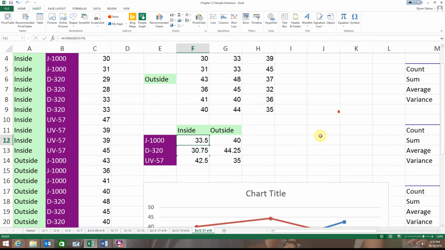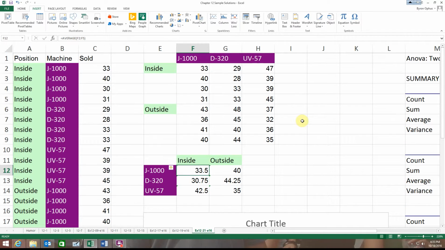Okay, to do that, you need to do this, and I kind of had to flop these things, right? But I've got my inside and outside up here, and then I've got my machines, and all I want to do then is the mean of these things. So I've got inside for the J1000s, that's going to be these four samples here, these four numbers here. I've got the inside for D320 is going to be these four numbers, right?